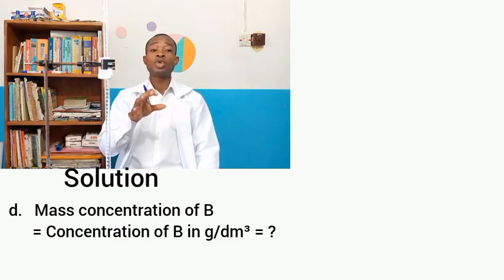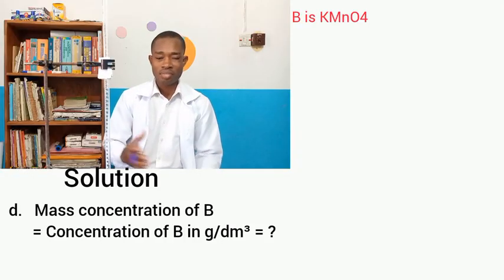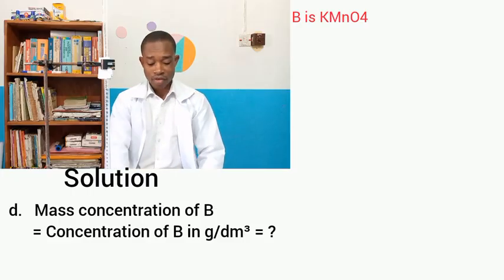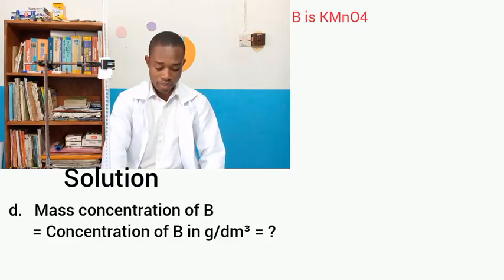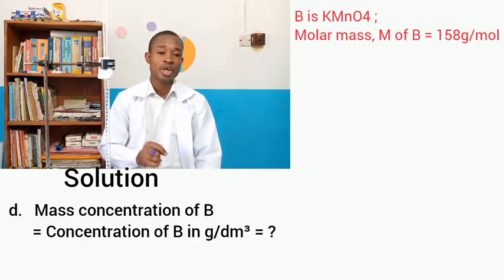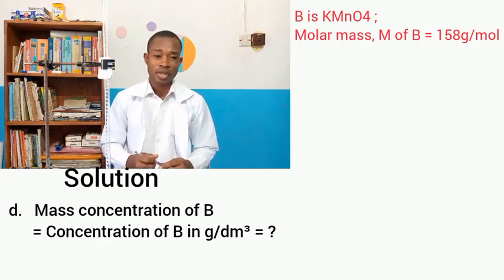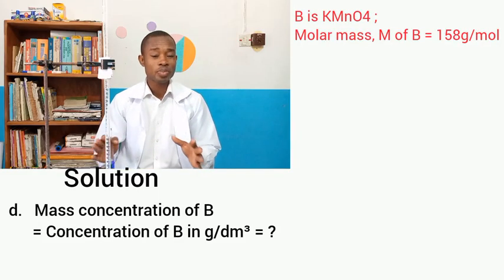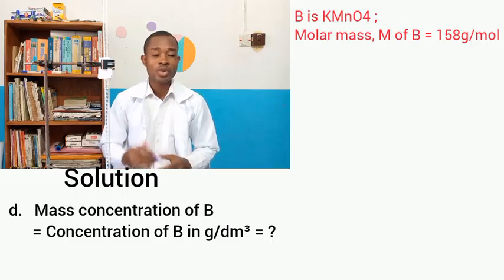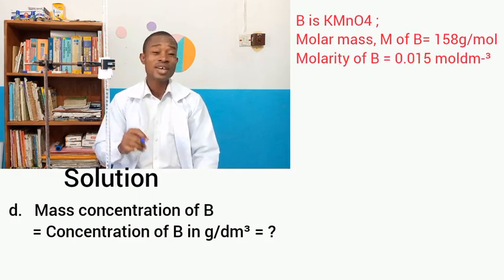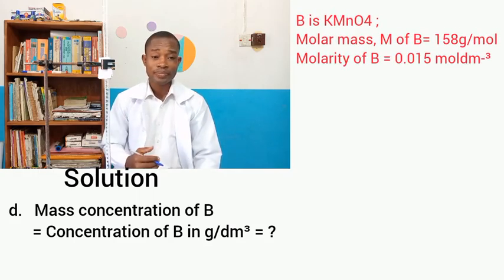Now, since we know the full compound, potassium manganate 7, we can easily get the molar mass of this compound. And good enough, from the question, the molar mass of the compound was given to be 158. Then we know the molar concentration of B. That is the molarity of B, the concentration of B in moles per dm cube, CB. From the data provided, it's equal to 0.015 moles per dm cube.